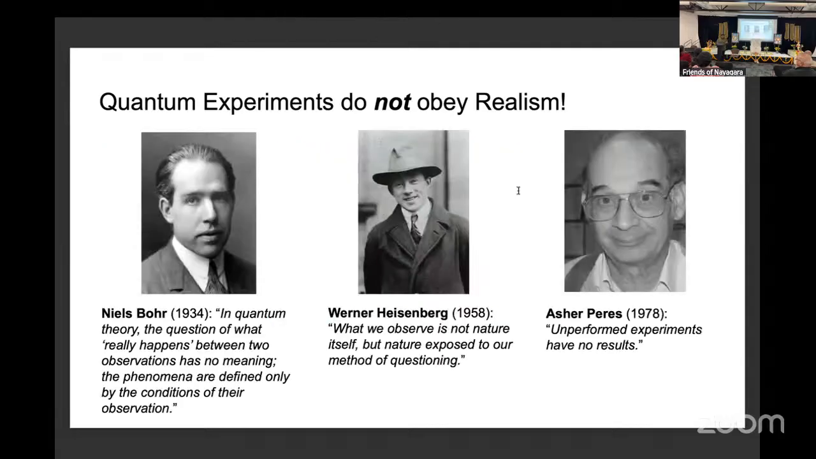And this was known from the start, like, there are all these quotes. I show these quotes now so that you should read them. It's very nice that over 50 years they could find very succinct ways of saying the same thing. So the first quote from 34 is like, okay, quantum theory, it's not about what really happens, but it's like how phenomena are conditioned by an observation. And then 20 years later, they say it in a nicer way: what we observe is not nature itself, but how nature is exposed to our method of questioning. But then I think the most succinct way was by Asher Peres, which was: unperformed experiments don't have any results.